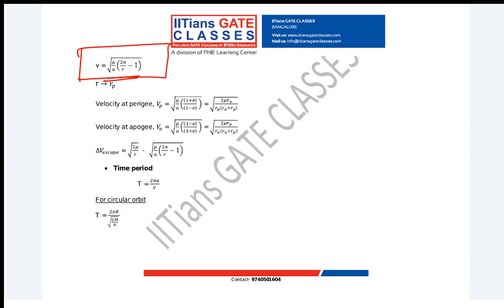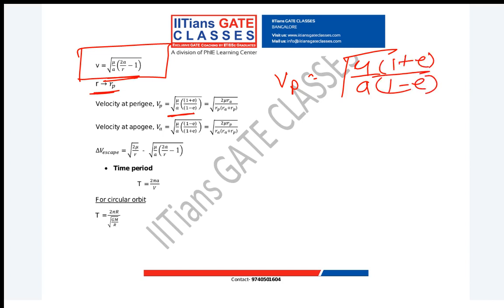Now the velocity at perigee, if you substitute R as RP, we can find. It comes as this formula: Vp equals under root. You guys have to remember this formula, so please practice so you can remember. And this again can be written in this form: 2 mu Ra upon Rp into Ra plus Rp. Ra plus Rp is nothing but 2A. So guys, please check if this is correct. Ra plus Rp, I think it is 2A. Check whether it's correct or not.